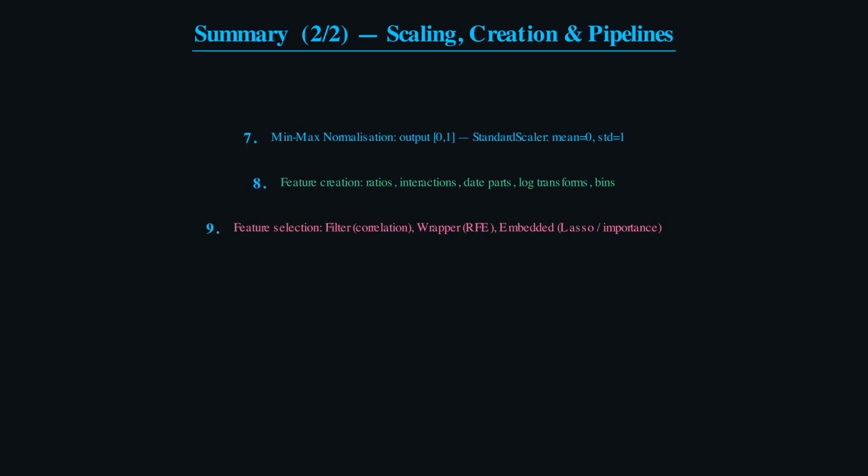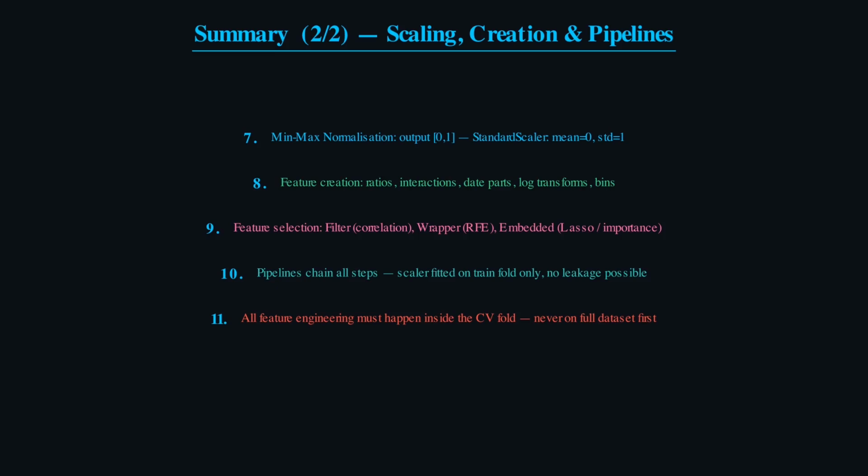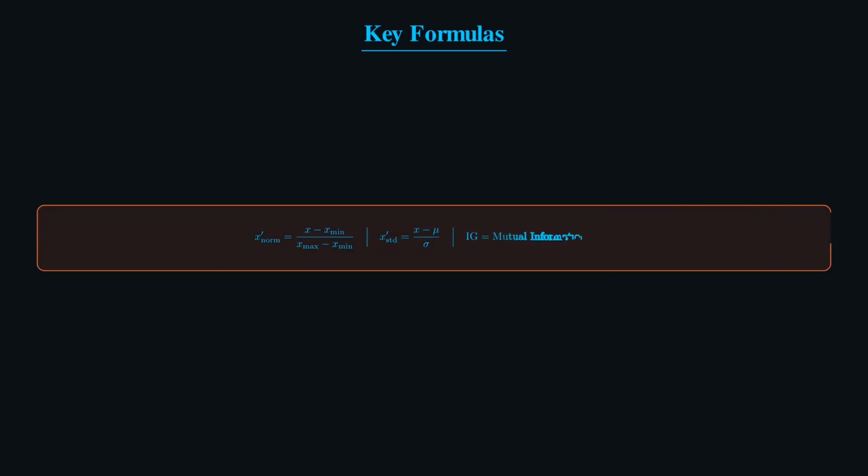The most important thing that ties all of this together is the sklearn pipeline. It chains your imputer, scaler, encoder, and model into one object and ensures that every transformation is fitted only on the training fold, never on validation data. This is the only reliable way to prevent data leakage.